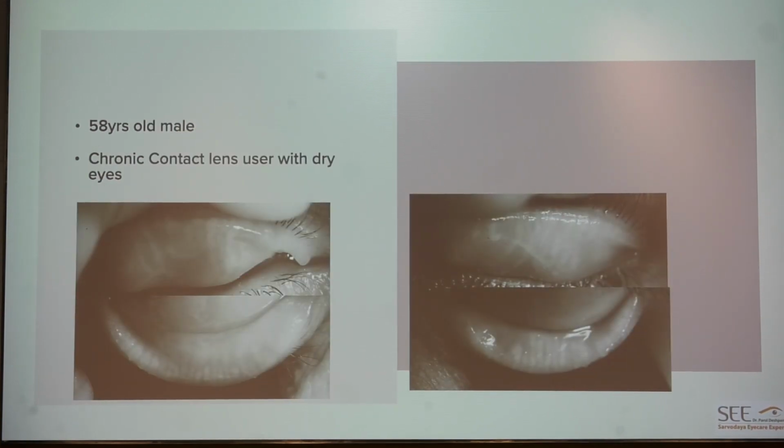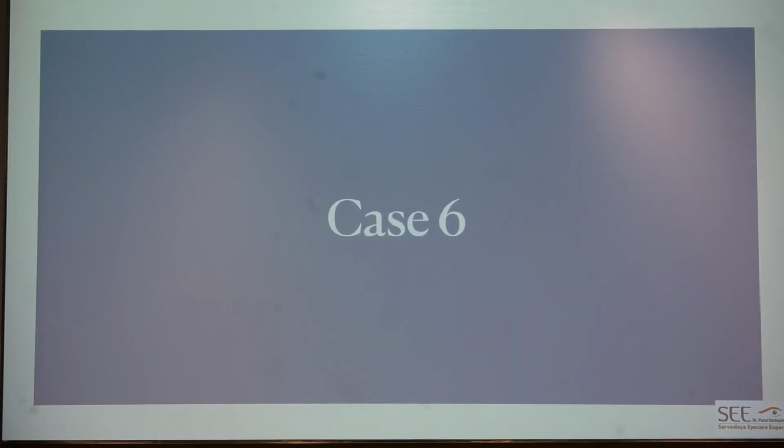There's another patient who was a long-term contact lens user with symptoms of dry eyes. His lower tear meniscus was good, but if you see the meibomian glands, you see a significant amount of gland dropout on both upper and lower lids because of the contact lens overuse.